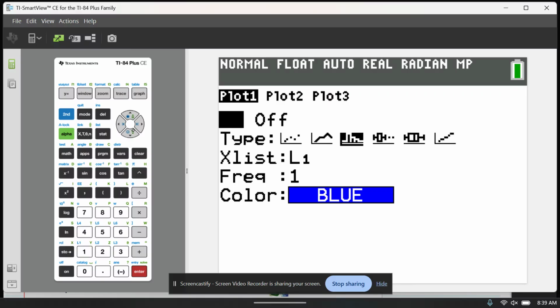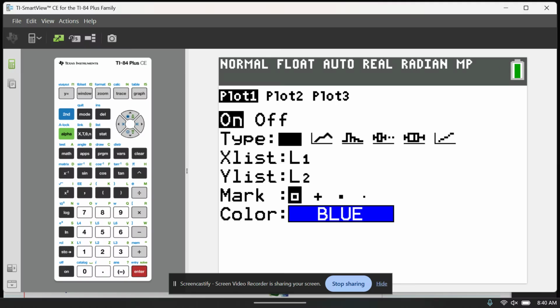And then I'm going to go down to type, and I'm going to hit enter on the very first type. That's a scatter diagram. Your calculator does lots of things. It'll do a scatter diagram, it'll do a line plot, it'll do a histogram, it'll do box and whisker plots, and then this is a step function. But the only one we care about today is the scatter plot, so it's that first option.